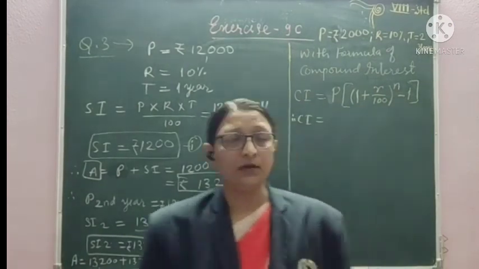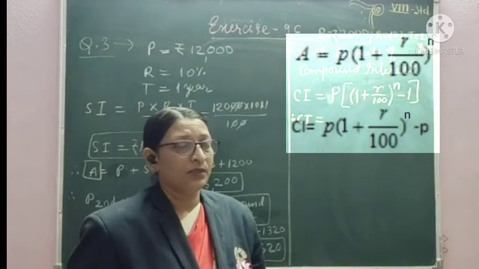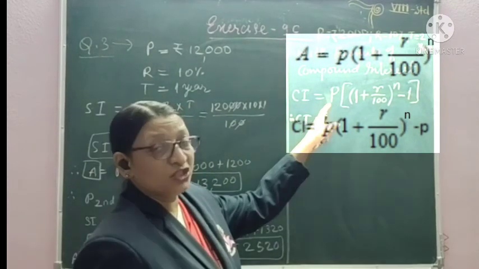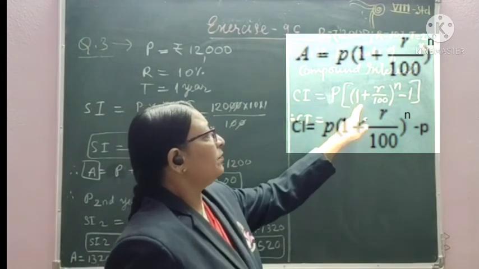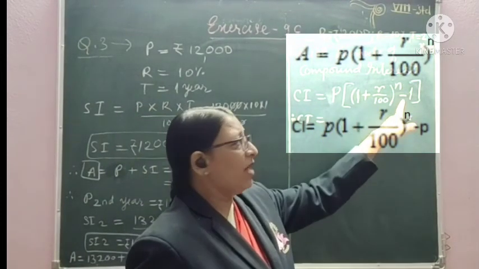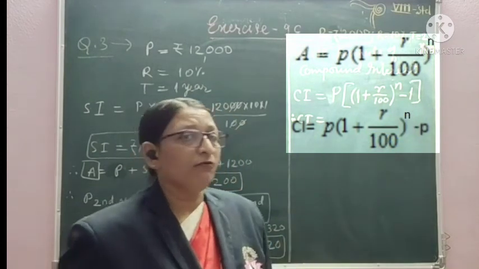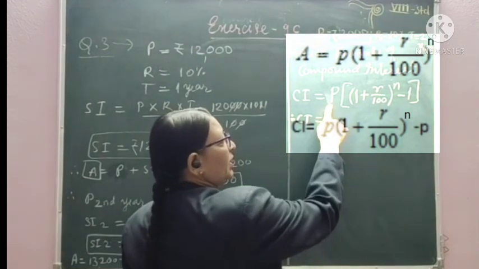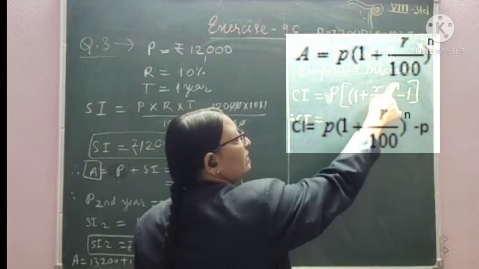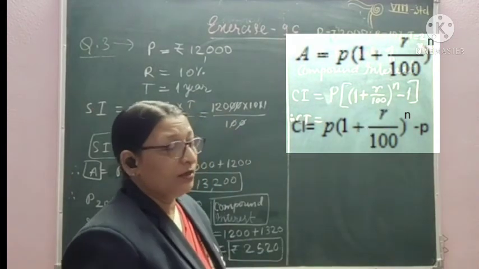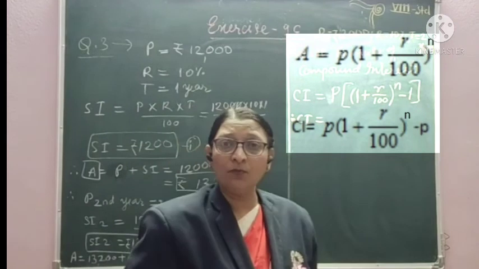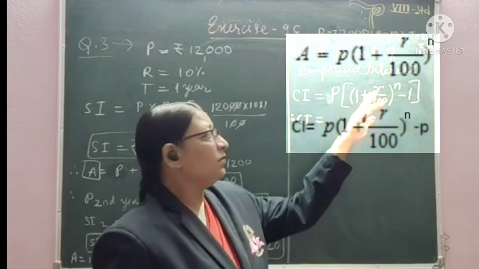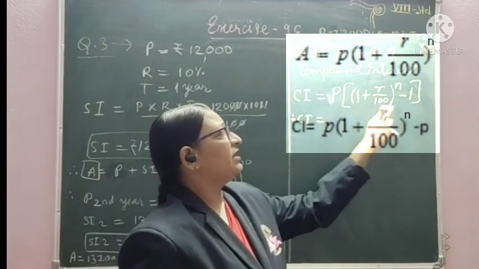Compound interest we can also calculate by the formula method. In the formula method we have the formula for compound interest: P, that is the principal, into (1 plus R upon 100) to the power n, minus 1. This formula we have derived from the formula of amount. Amount is equal to principal into (1 plus R upon 100) to the power n. Now we know that interest is equal to amount minus principal. So from the amount, if you subtract principal, then P will be common. We have taken it common and we get this formula.